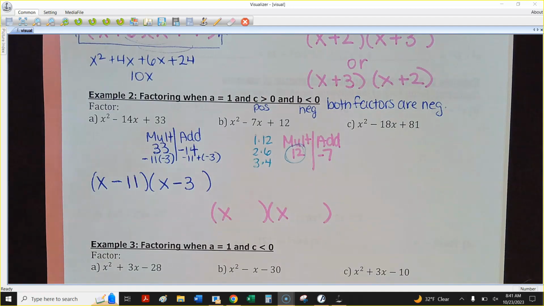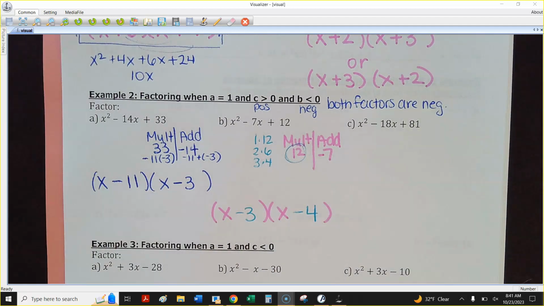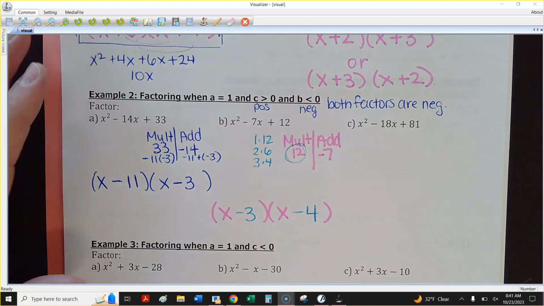Perfect. So one of these, x minus 3, one of them, x minus 4. You can switch the order. It doesn't matter which one goes first, which one goes second. And I do find if I get tripped up, if I write the factors out, write out my options, that usually can make it a little bit more obvious what you want to pick. All right, so I'm going to try one more here.